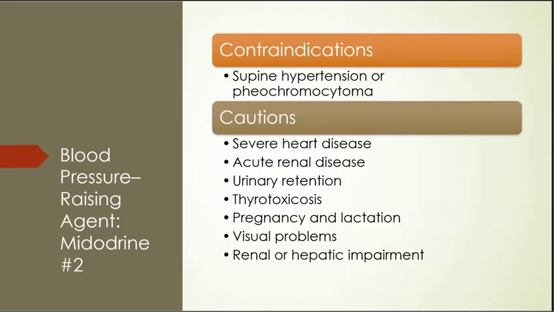Several conditions require caution. Patients with severe heart disease may experience increased strain on the heart because of the high blood pressure. Those with acute kidney disease or renal impairment may have difficulty clearing the drug from the body. Patients with liver impairment should also be monitored carefully because the drug is metabolized in the liver.